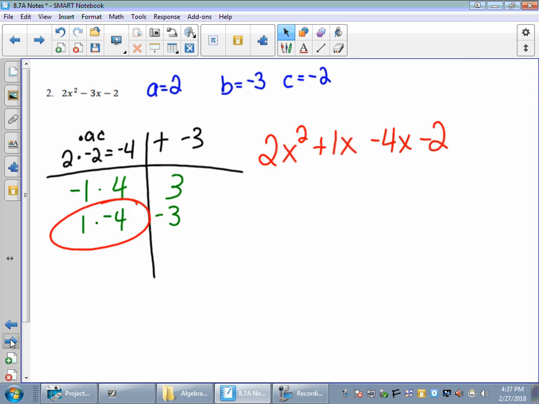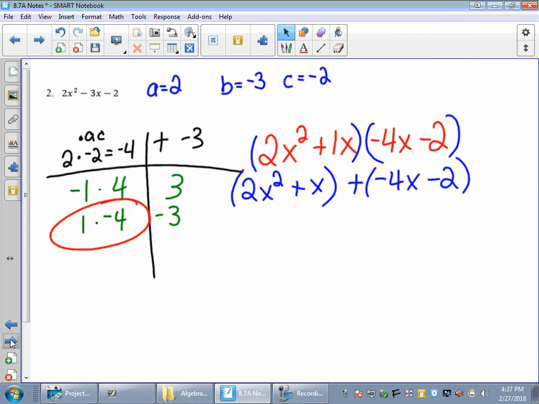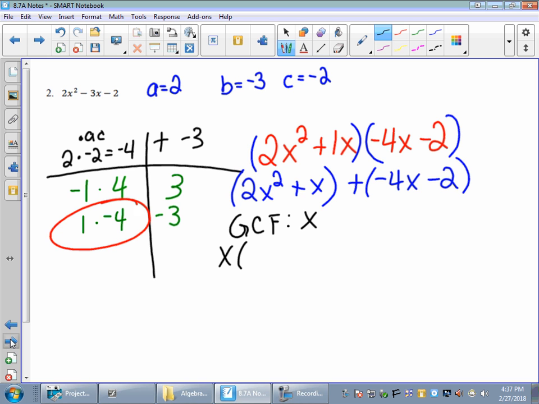All right, I've got a 4-term polynomial, so of course we know we're going to factor by grouping. 2x squared plus x plus negative 4x minus 2. When I go through these and factor each part individually, my first term, greatest common factor, we would find is x. And I end up with an x. I need to multiply by 2x to get to my 2x squared plus 1.